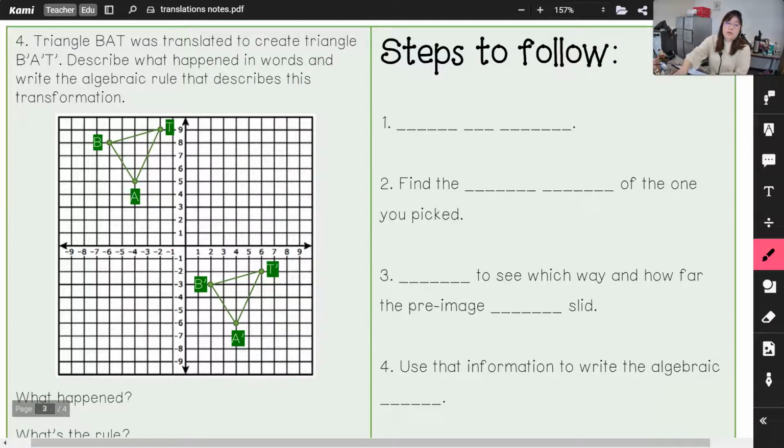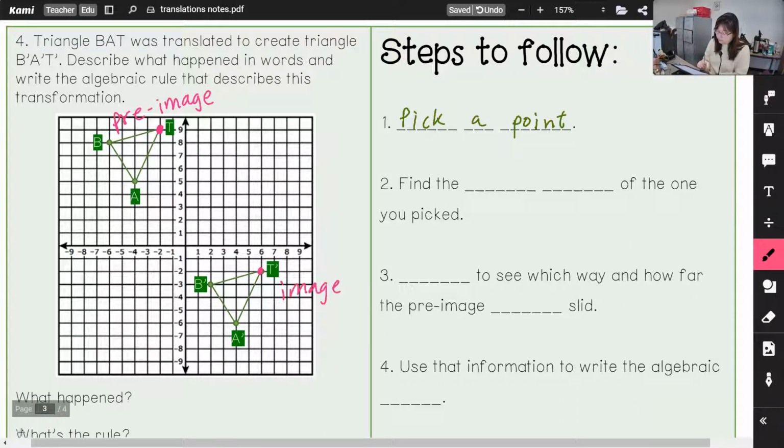Okay, so we've got a couple of steps for this. First step is pick a point. We'll do it in pink so you can see it. I'm going to pick T. Here's T. Now this T is important because this is T prime right here. So that means that this is my pre-image and this is my image. That's very important. Here, I'll write the word image over there.